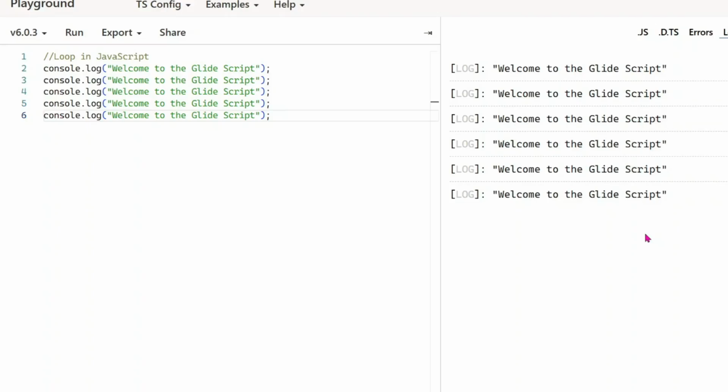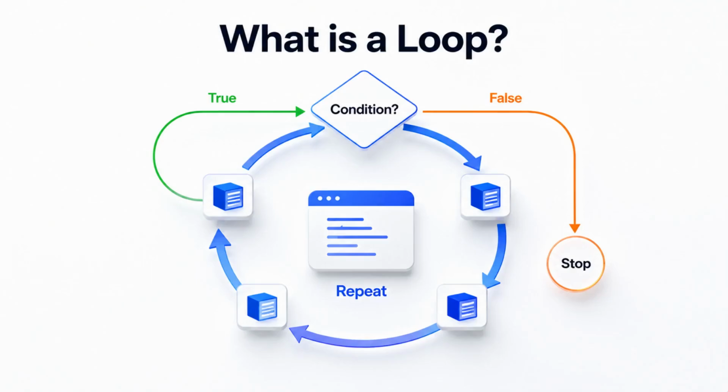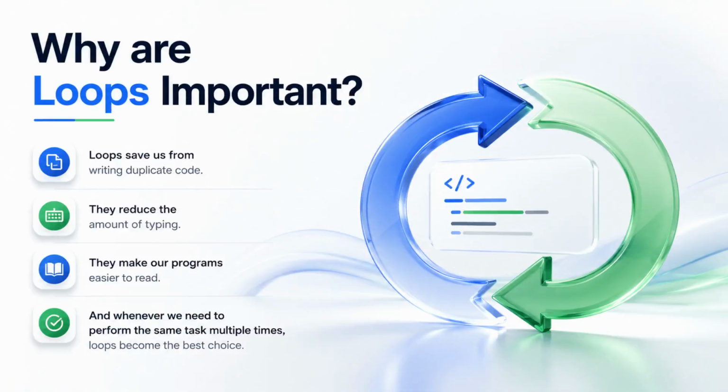Of course not. Instead of writing the same statement repeatedly, JavaScript gives us a much better solution, and that solution is called a loop. So now let's learn what a loop is. A loop is a control structure that allows a block of code to be executed repeatedly until a specified condition is met. Let's make this definition simple. A loop is a way of telling JavaScript, repeat this block of code again and again until a particular condition becomes false. So instead of writing the same code multiple times, we write it only once and let the loop repeat it for us.